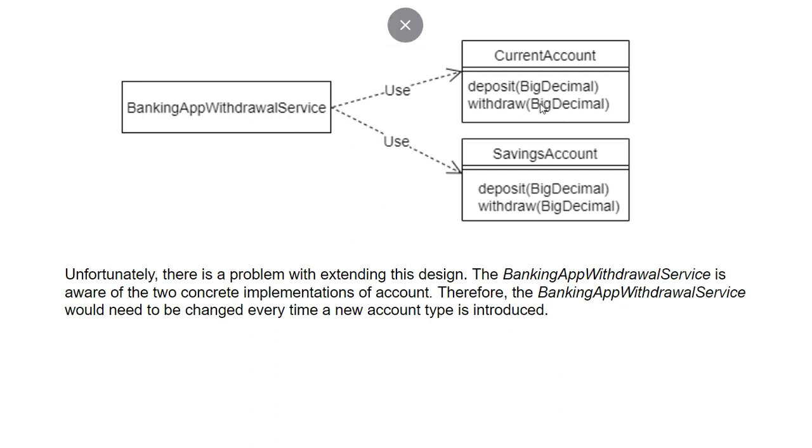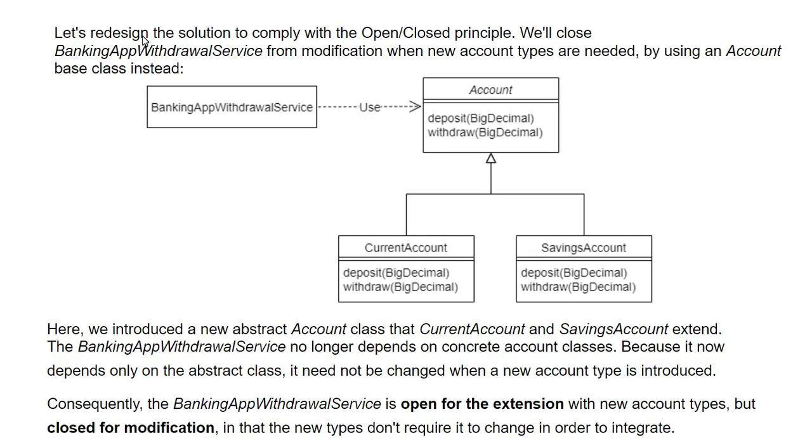So as of now, maybe it's just a current account or saving account. Maybe someone adds one more account. So what will happen? Again, whatever code we have written will break. Maybe the other account has only a withdrawal method or only a deposit method. At that time our code will break. But let's see the problem. Let us redesign the solution to comply with the open closed principle.